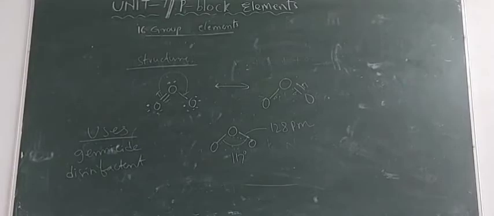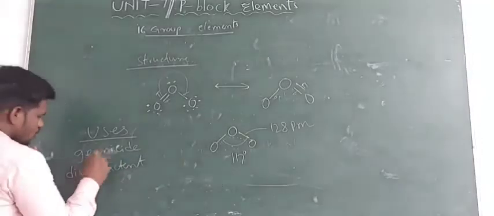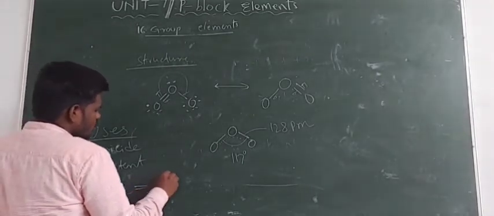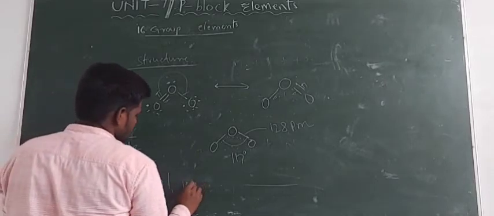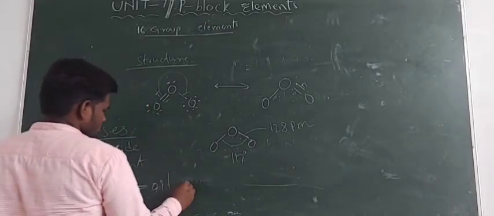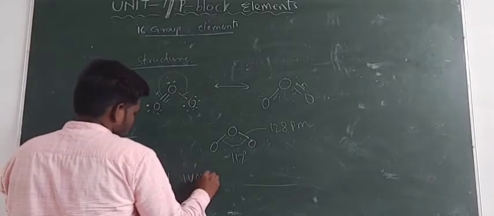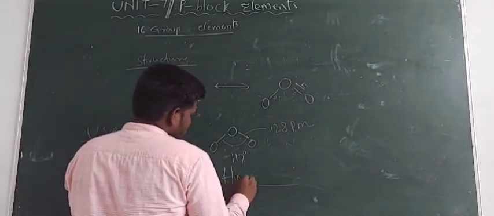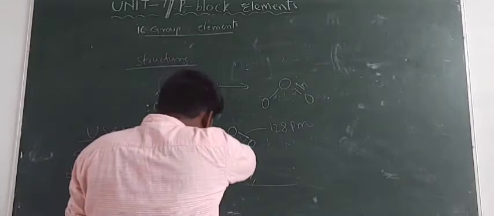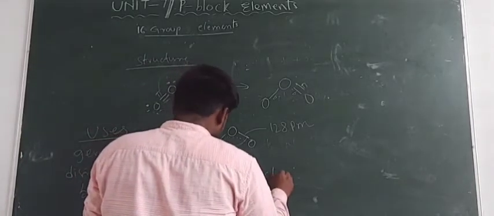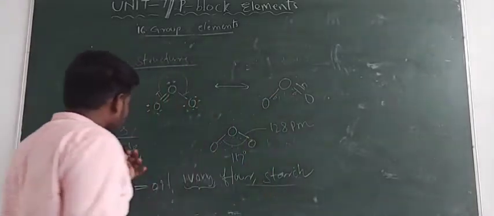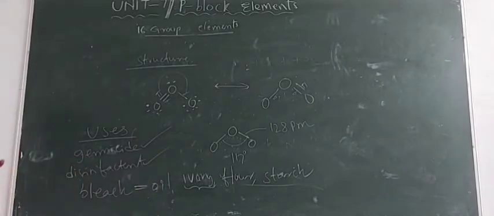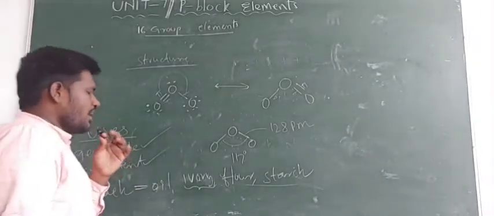And next, flour. Let me write here. Ozone is used to bleach the oil, ivory, and ivory means teeth related. And the next one, to bleach the flour, and the next one, to bleach the starch. So this is used as a germicide, disinfectant, and to bleach the oil, ivory, flour, and starch.